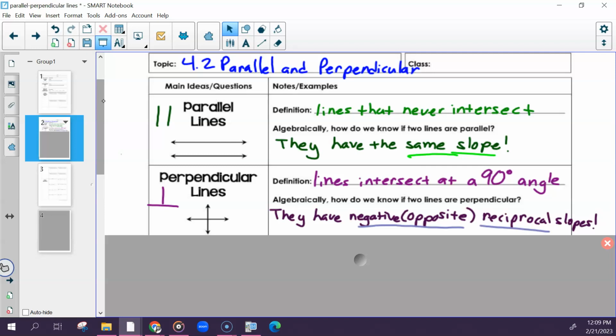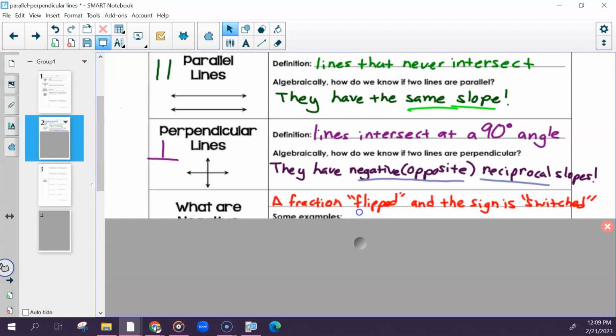And then I'm going to throw up one more definition up here. Negative reciprocals are a fraction that's been flipped and the sign is switched. So if it was 1/3, now it's 3, or if it's 3, it's now 1/3. But if it was negative, now it's positive, and vice versa. Once everyone has all these definitions written down, we're going to do one example and then stop for today, because I know we've been working really hard today.